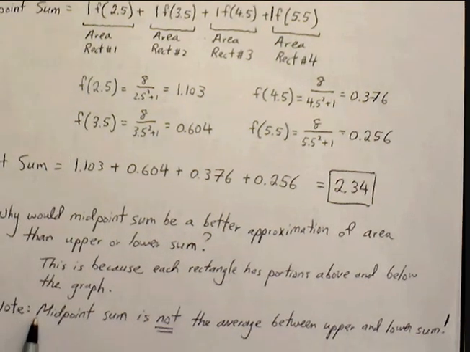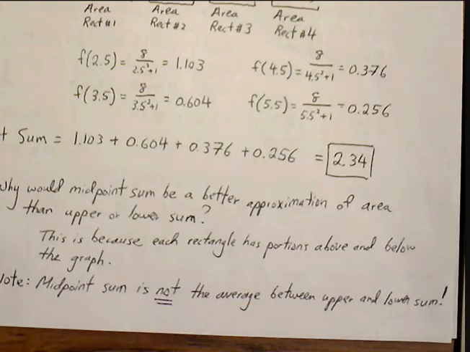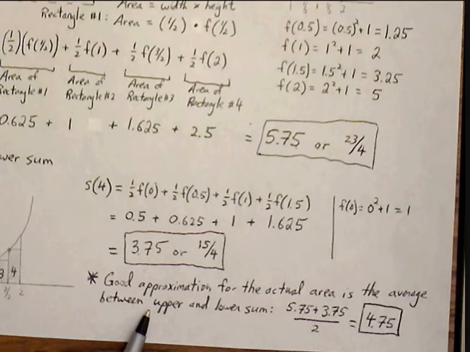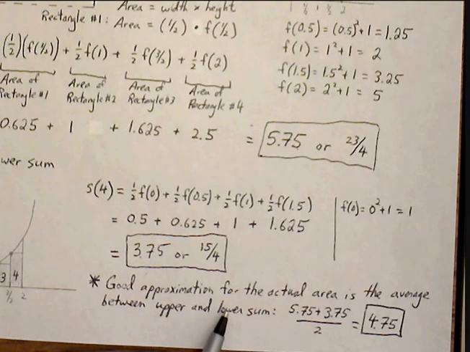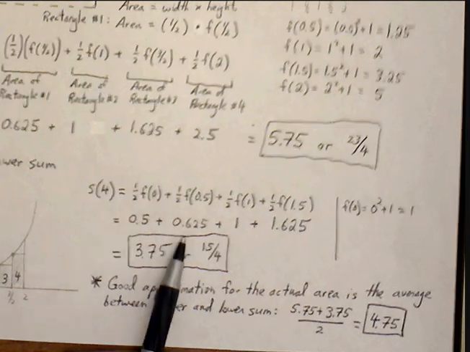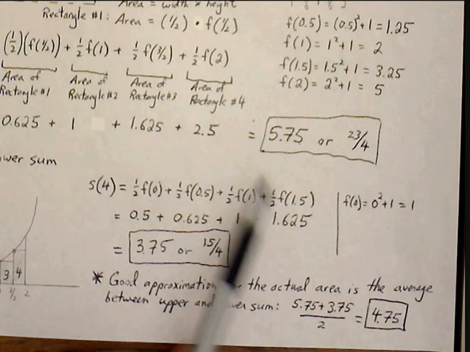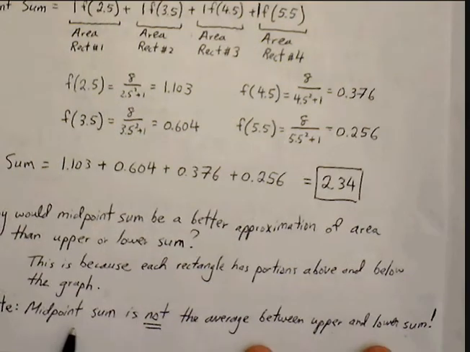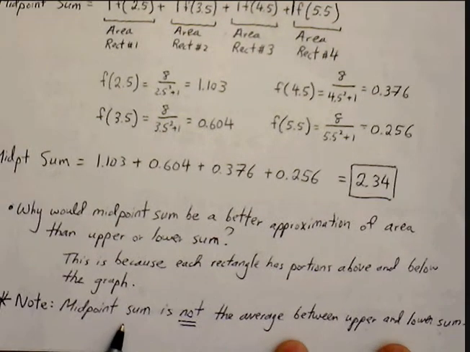However, one thing to note is that your midpoint sum is not the average between your upper and lower sums. So what we just found from the previous page, when I talked about a good approximation being to find the average between those two, this average is not going to be the same as using the midpoint rule. So just make sure you're aware of that.